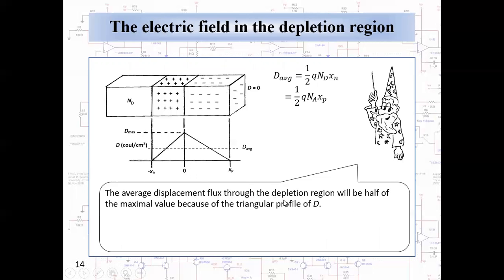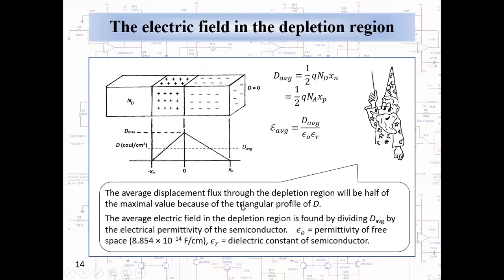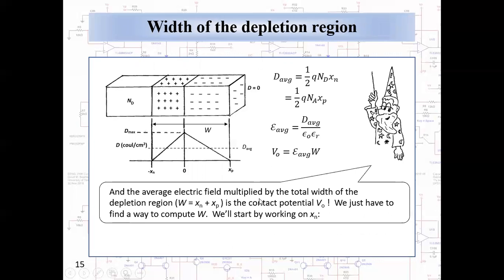The average displacement flux through the depletion region will be half of the maximal value because of the triangular profile of D. So the average electric field in the depletion region is found by dividing the average electric displacement flux by the electrical permittivity of the semiconductor, where epsilon sub naught is the permittivity of free space, 8.854 times 10 to the minus 14th farads per centimeter, and epsilon sub r is the dielectric constant of the semiconductor material. And the average electric field multiplied by the total width of the depletion region, which is x sub n plus x sub p, gives us the contact potential. We just have to have a way to compute W, and we'll start by working on finding x sub n.